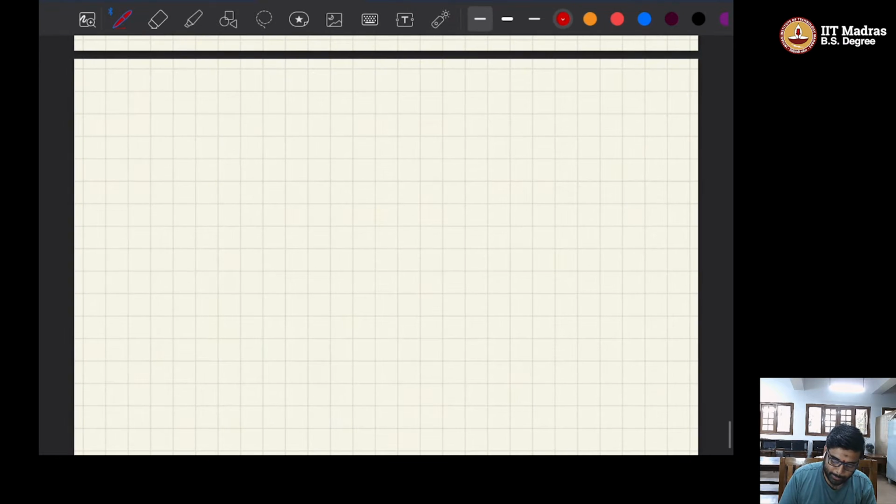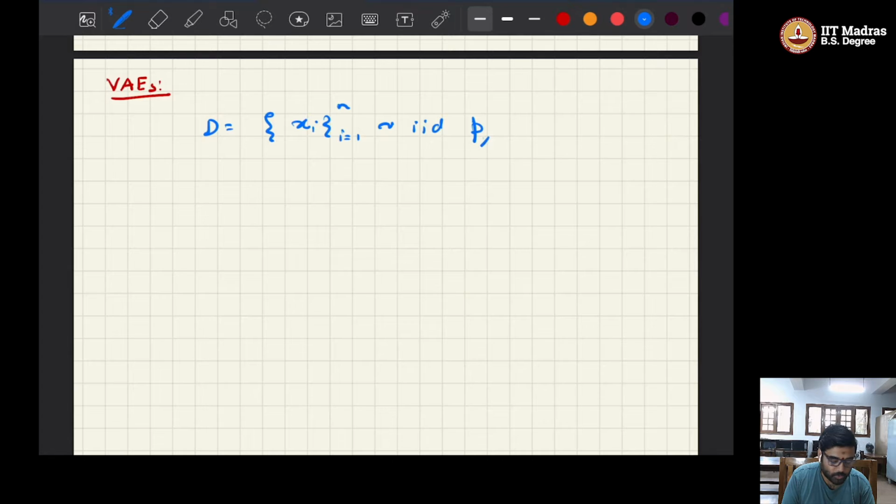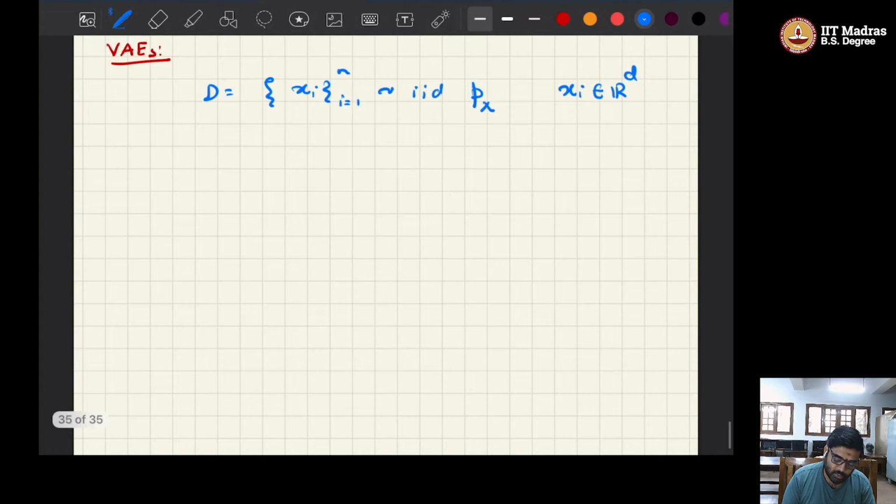So we are looking at variational autoencoders, VAEs, which is a latent variable model. You have been given data D, x_i, i equal to 1 to n, which is sampled IID from distribution P_x, and x_i belongs to R^d. So what is the latent variable model condition that has to be satisfied?